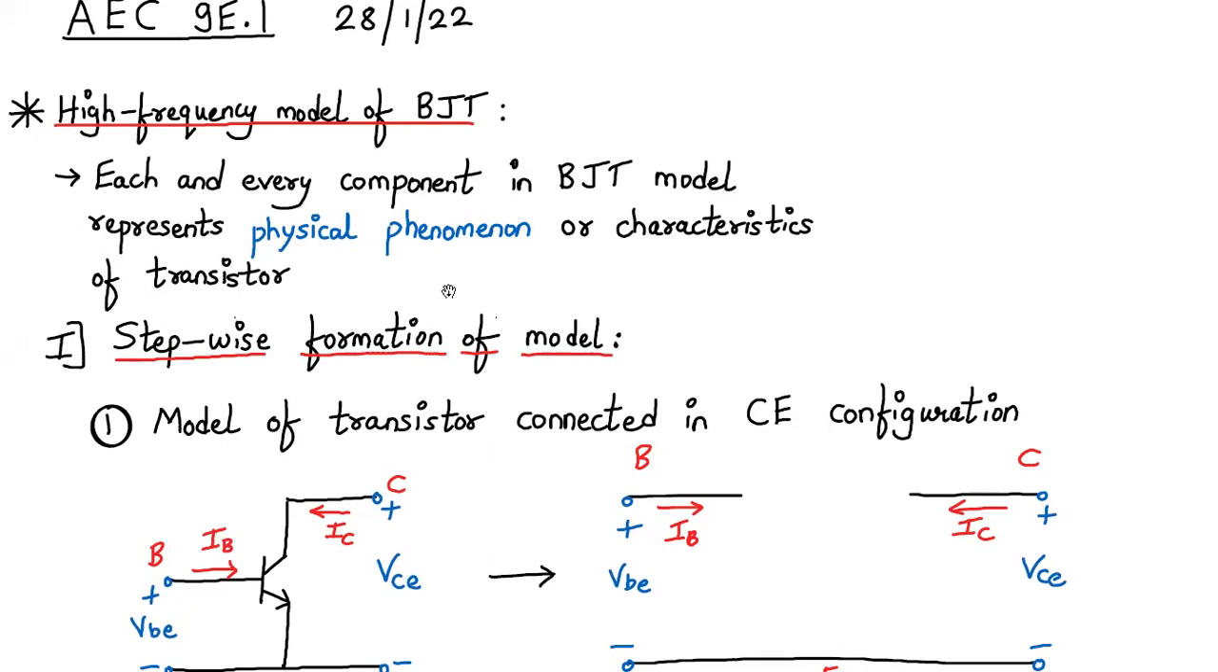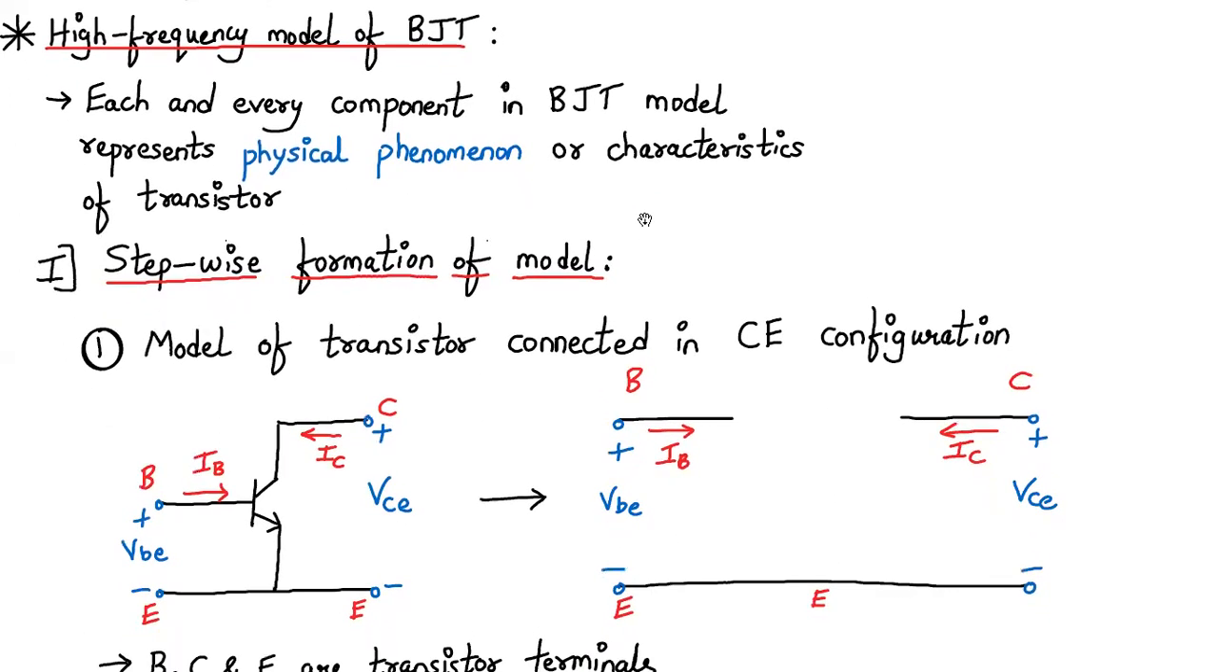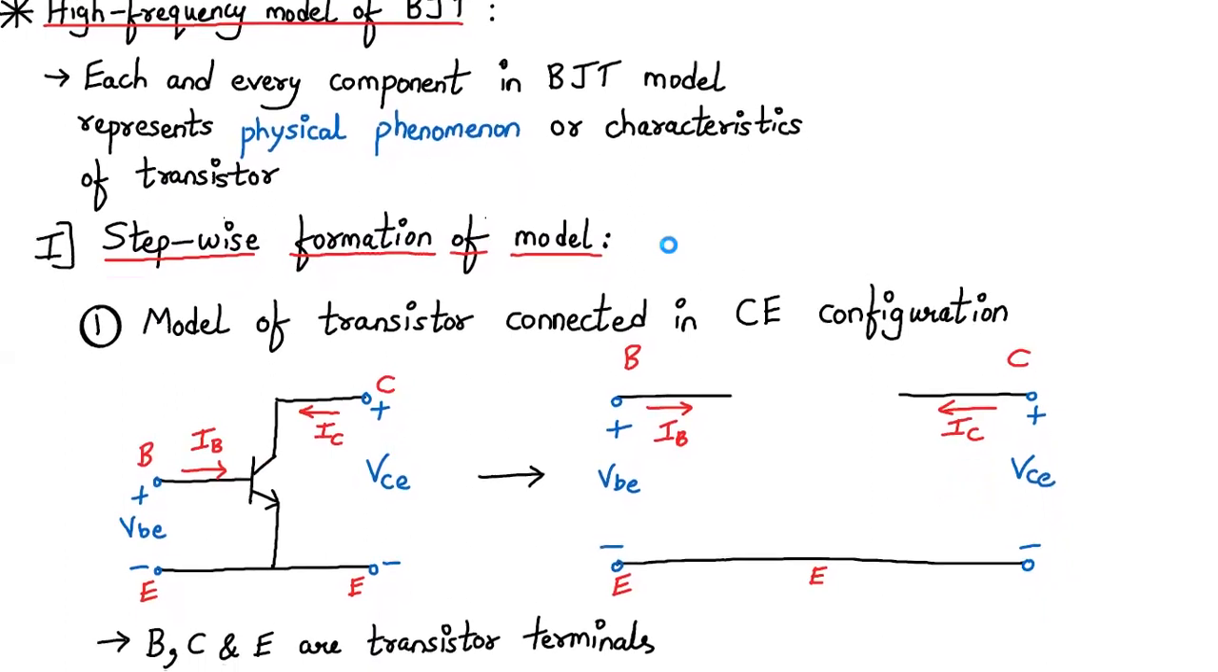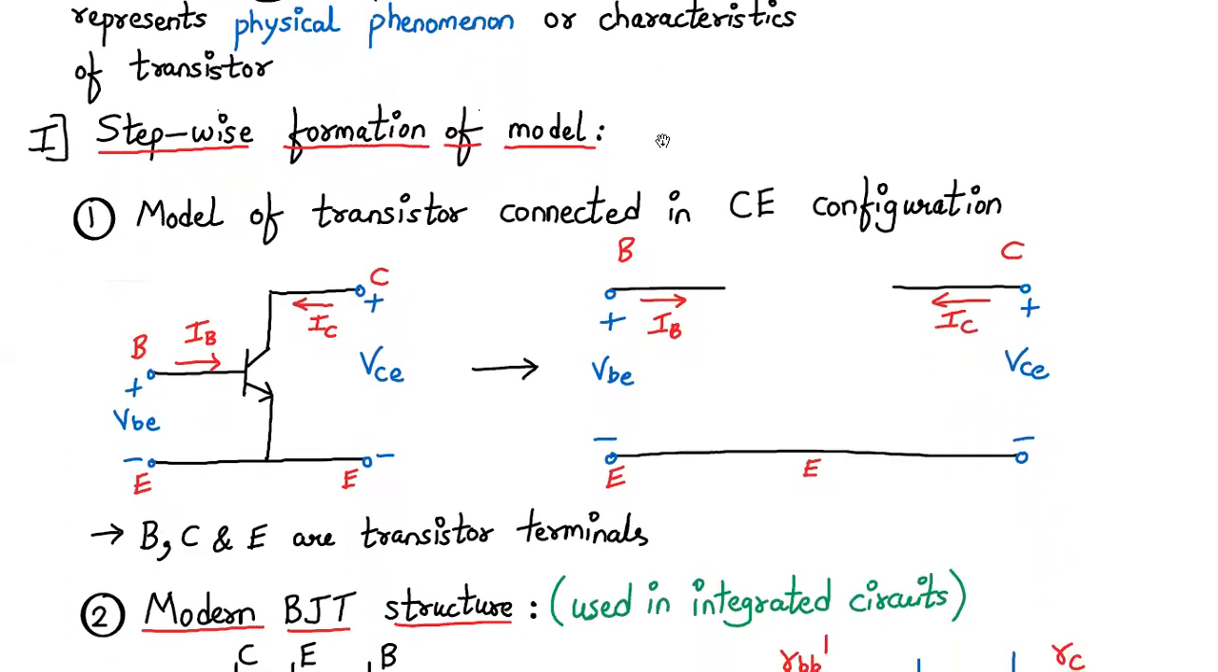Each and every component in a BJT model represents the physical phenomena or the characteristics of the transistor. So far we have discussed the hybrid pi model of BJT, and now we will be discussing its high frequency component. Fine. So let's start with the stepwise formation of the model.